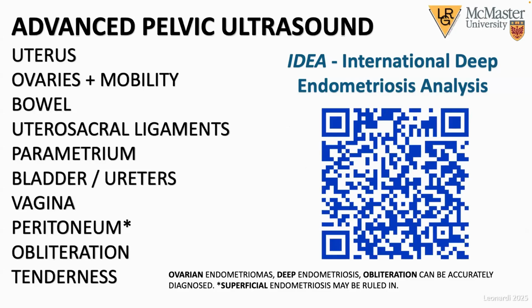Now, at the end of the list on the left, you'll see tenderness. Now, tenderness is something that the IDEA group does recommend. This is to help understand whether somebody may have tenderness associated to endometriosis. But what many have not fully recognized is that tenderness may not just be a marker of endometriosis. It may also be a marker of other pain generators, such as myofascial pain. And so even though this is not quite a sonographic finding, it's something that's still very important to report when you're doing endometriosis ultrasound.